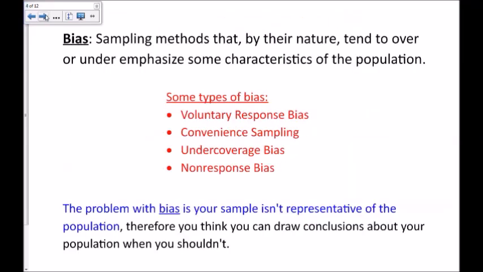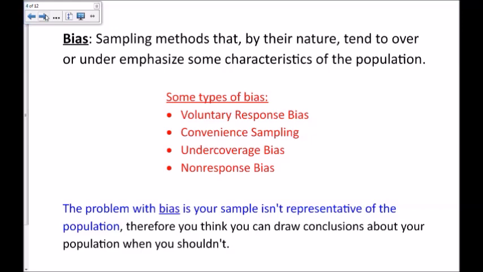Okay, next topic is about bias. Bias are sampling methods that, by their nature, tend to over or underemphasize some characteristics of the population. Okay, so bias makes it so that your sample does not look like the population. Some types of bias, and this is not an inclusive list, are voluntary response bias, convenience sampling, undercoverage bias, and non-response bias. And we'll talk about these in the next few slides.